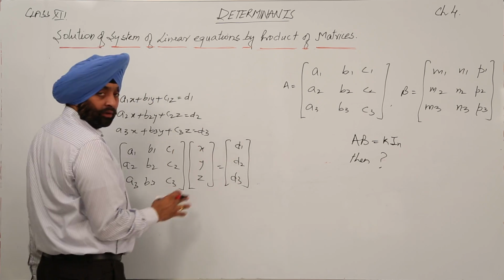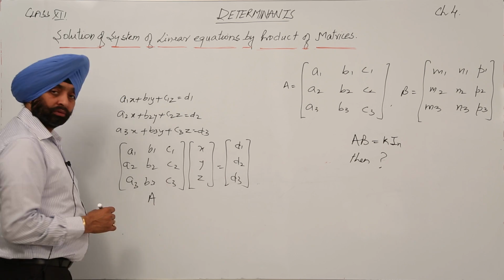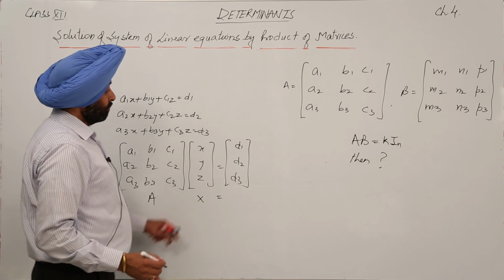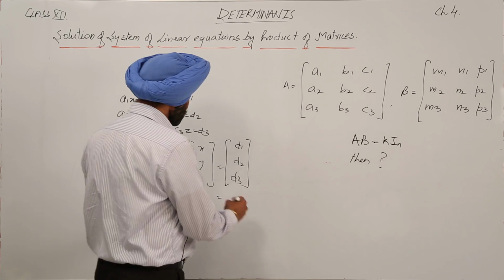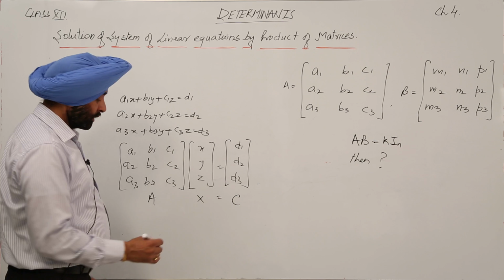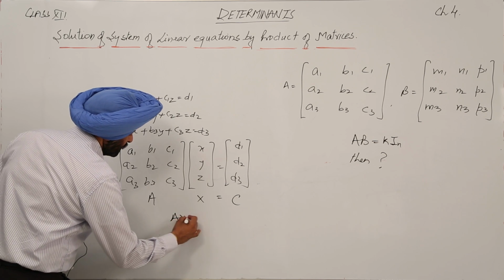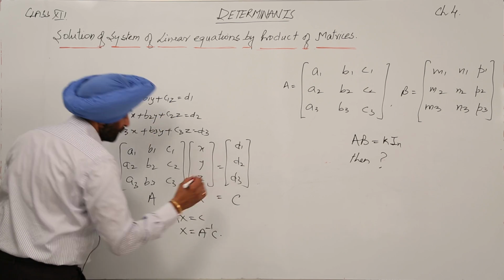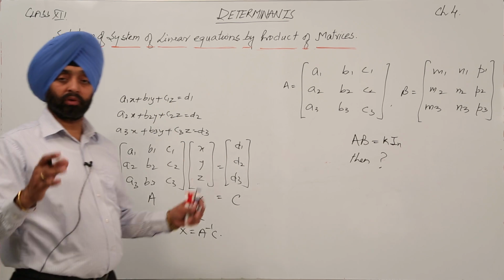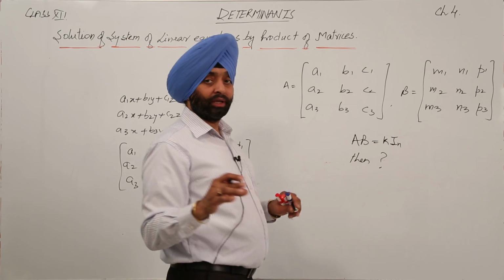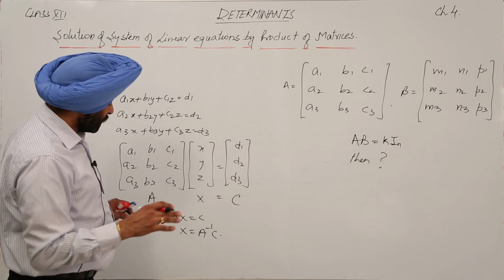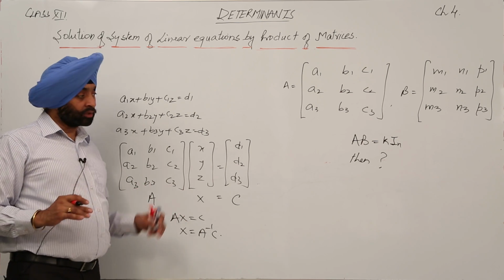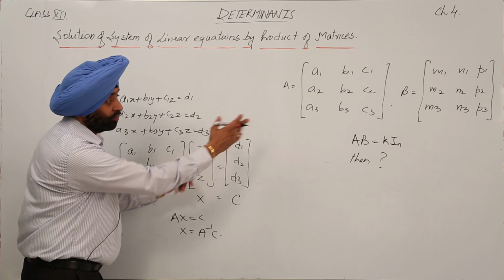Now there is A, and here A is this one. So now we have AX is equal to, since B is already there, let's write it as C. Now we have AX is equal to C and X is equal to A inverse C. This we have to find for solving the equations. And what was A inverse? A inverse was 1 upon determinant of A into adjoint of A. So that was A inverse.